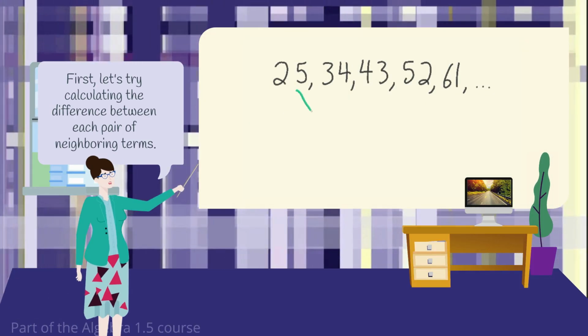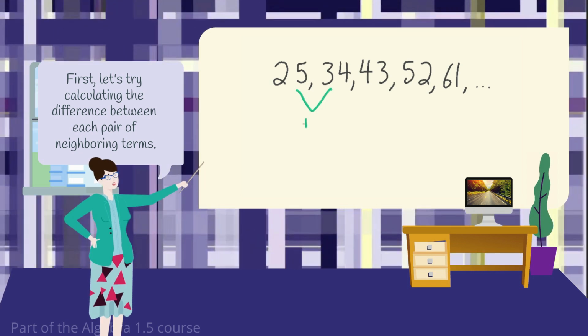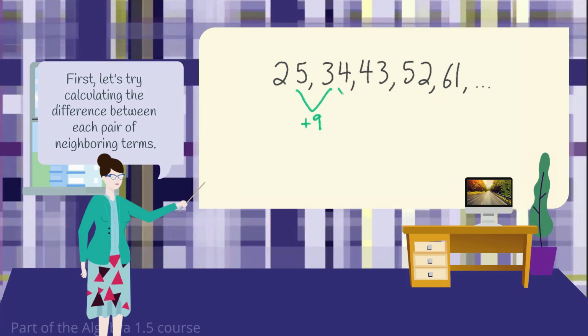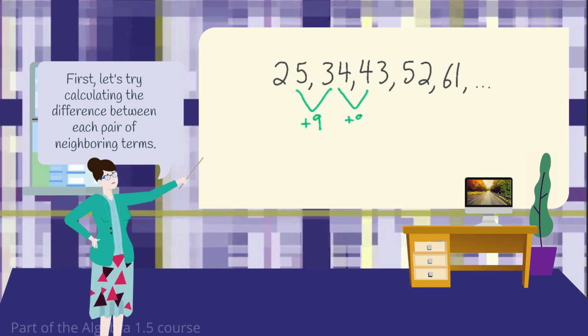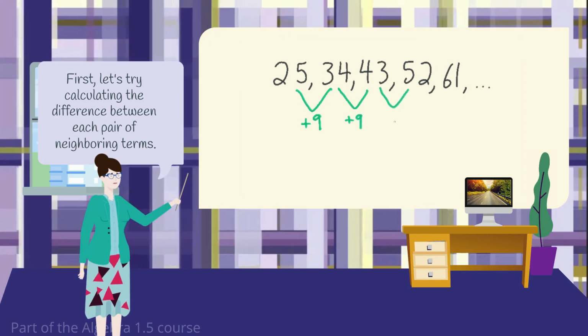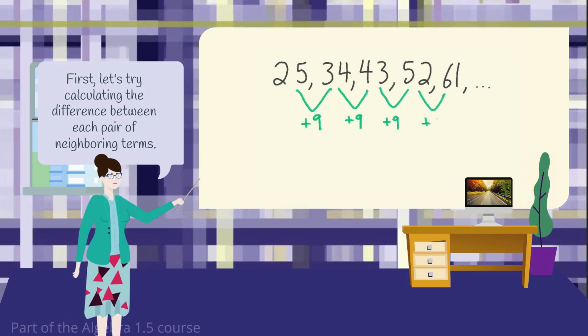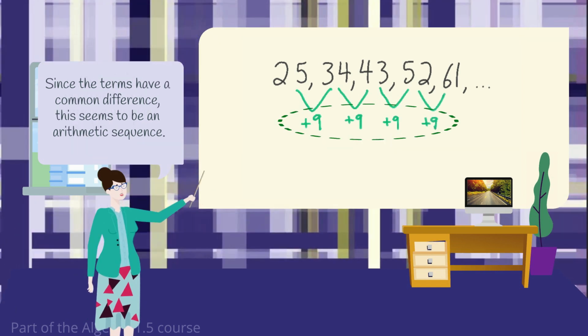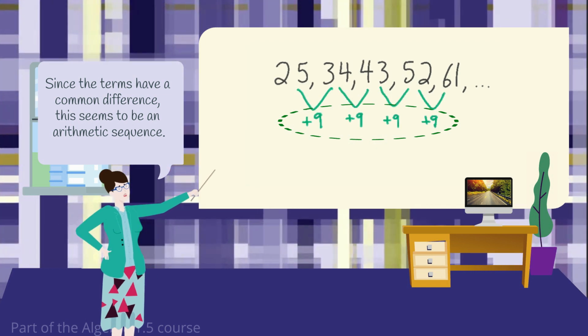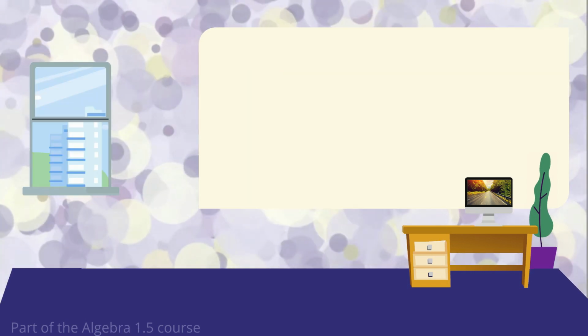First, let's try calculating the difference between each pair of neighboring terms. Since the terms have a common difference, this seems to be an arithmetic sequence.